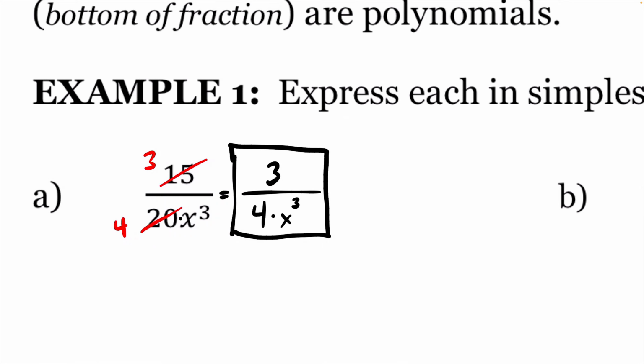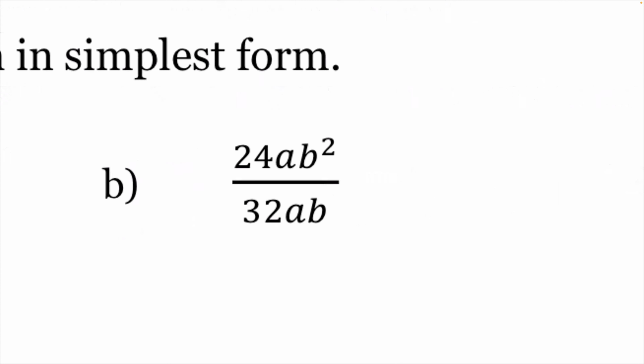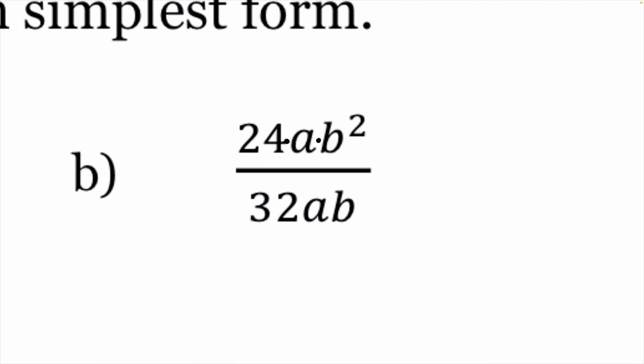All right, let's do letter B. So it's 24 times a times b to the second power, and 32 times a times b. Okay, it's all multiplication. So that's one term. There's no adding or subtracting. There's no pluses or minuses here. So it's just one term. It's a monomial over a monomial. So let's start with the numbers. What's the biggest number that goes into 24 and 32 evenly? 8, right? I think 8 is the biggest. We always want the biggest number. 8 goes into 24 3 times. 8 goes into 32 4 times.